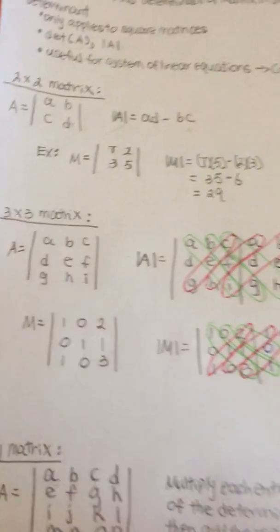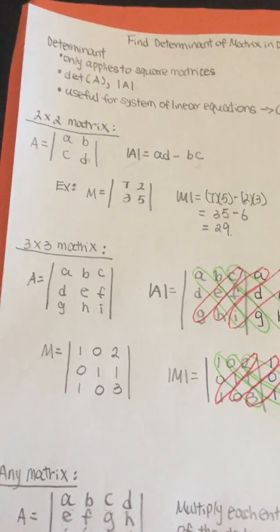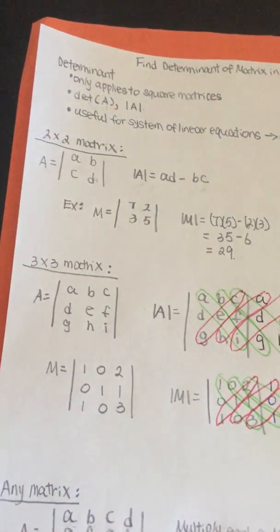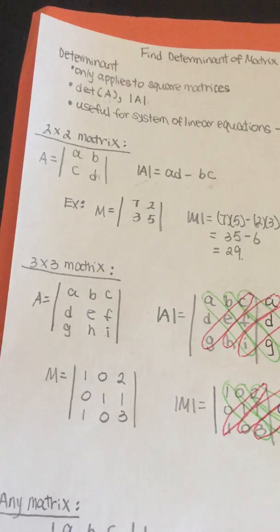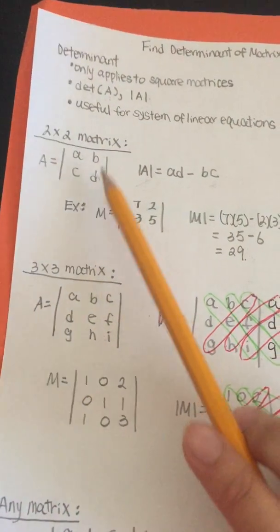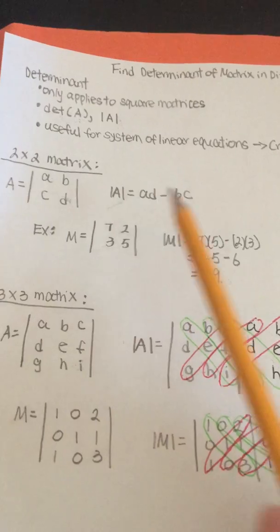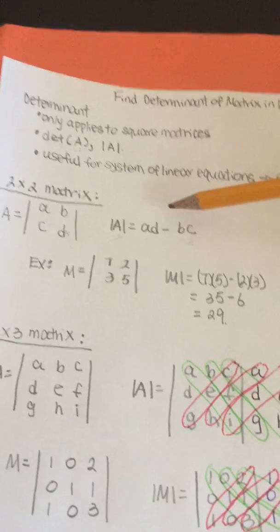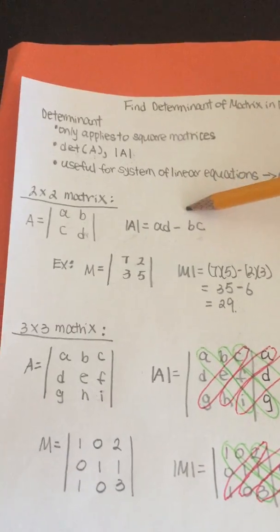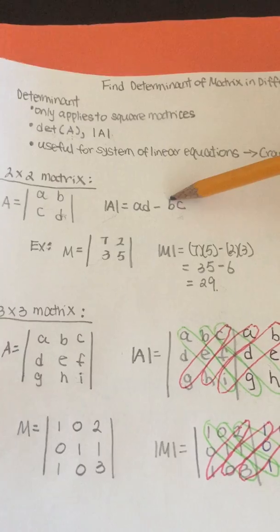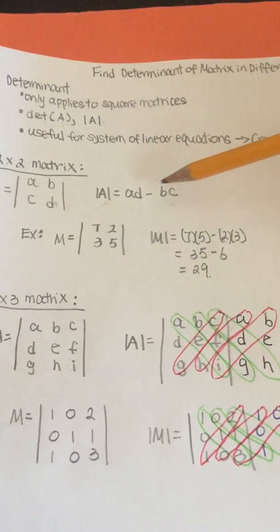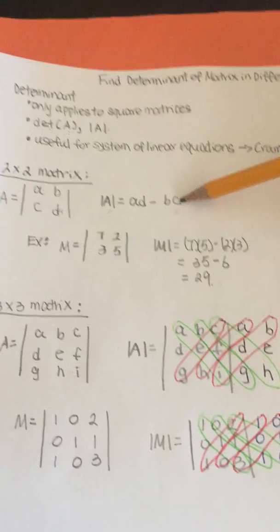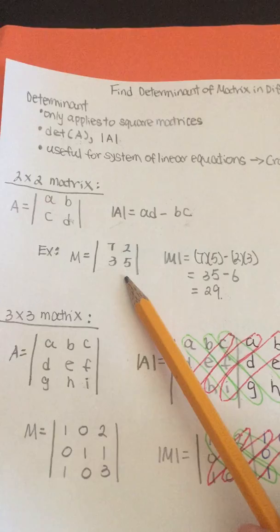The first one is how to find the determinant of a 2x2 matrix. Suppose I have a matrix here whose entries are A, B, C, and D. You simply multiply the diagonals, and then you find the difference. So in this case, its determinant is AD minus BC. It's very important that you do not switch the position of these two, because otherwise you will end up getting a different answer.